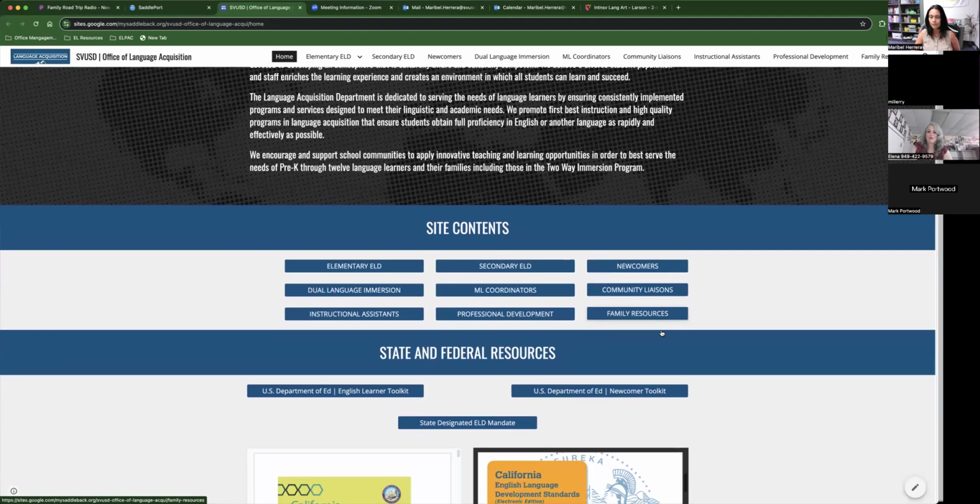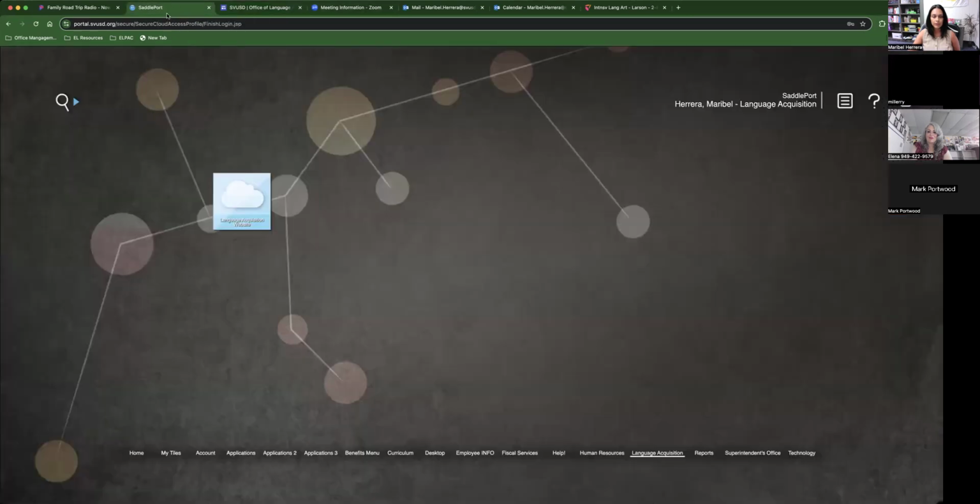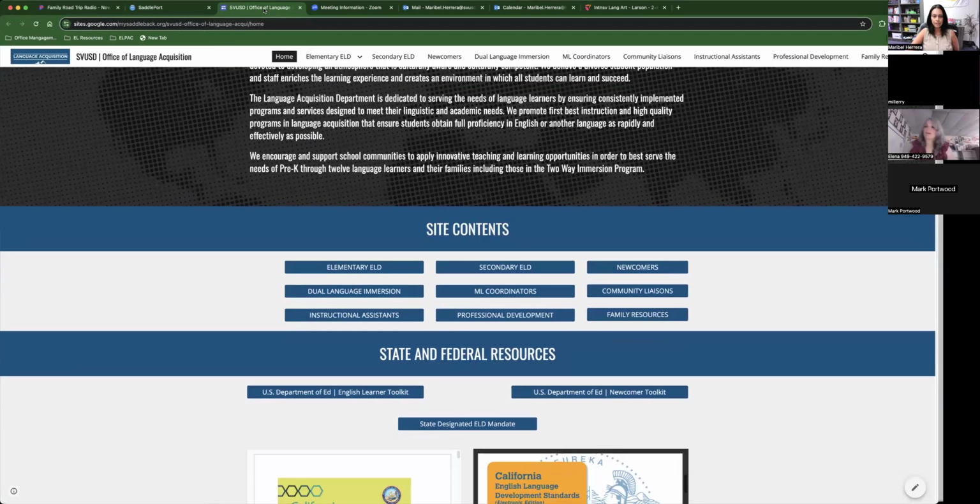I'm not seeing language acquisition under. So in Saddleport, all the way in the bottom, you might need to do the arrow. Oh, yeah. Okay, there we go. So language acquisition, and then you'll click that tile. Yes, okay. And then it'll take you to here.